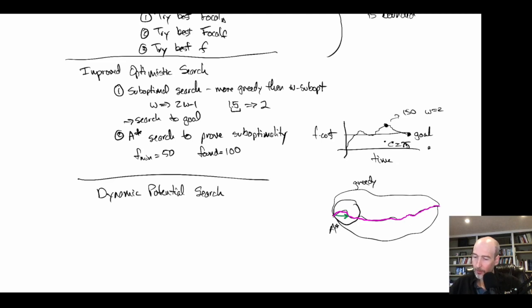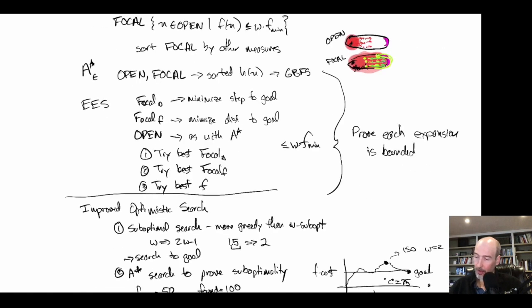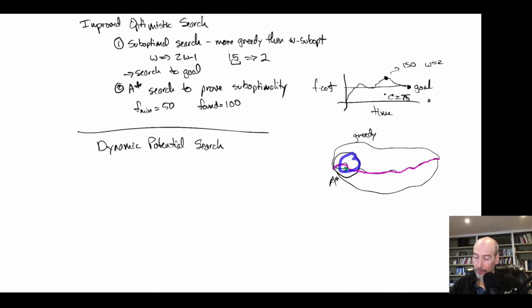And just to say one more thing, all of these algorithms have required re-expansions. As I come inside here, this A star search is re-expanding states that were already expanded in the greedy search. And so this is not doing it as bad as we might see up here in these algorithms. And we're going to look at dynamic potential search.